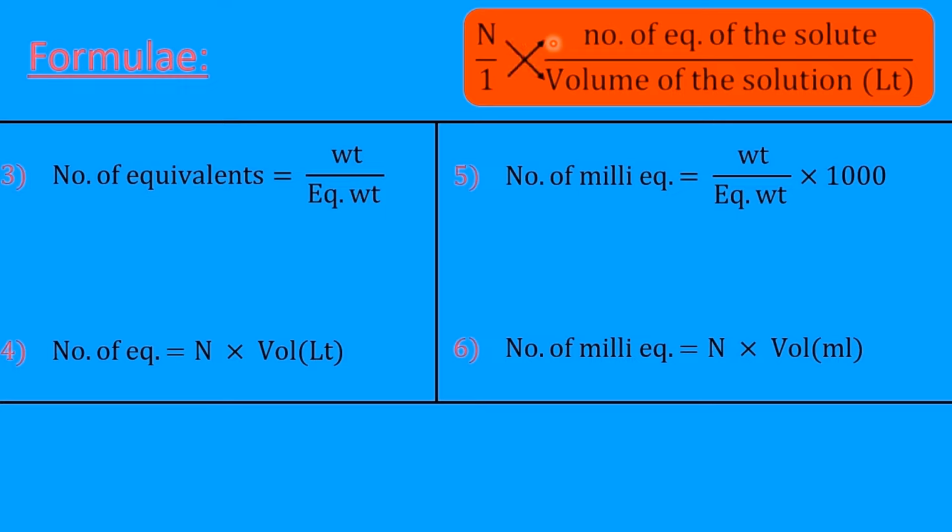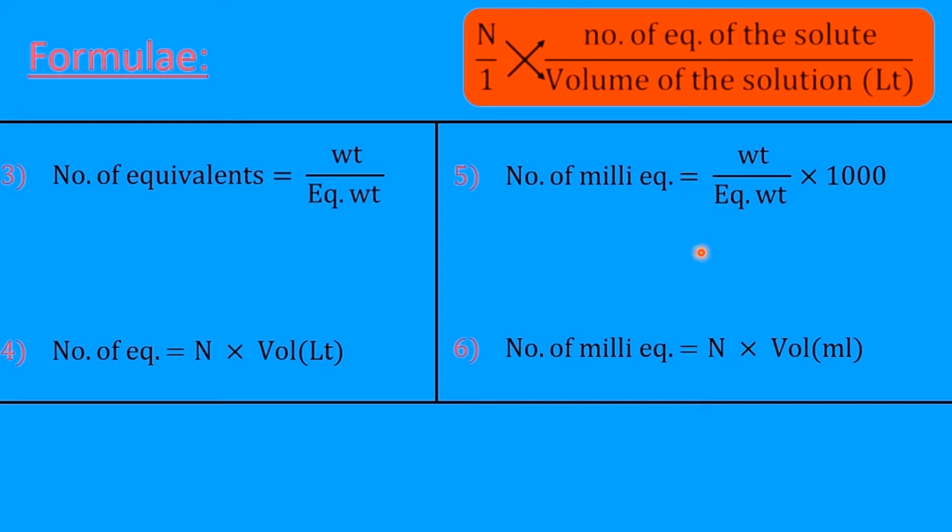See, very easy. How to get the number of equivalents of the solute here? Normality into volume of the solution in liters. From this, you bring it here: number of equivalents is equal to normality into volume in liters. Simple. Now on the left hand side I have given the formula for number of equivalents, and on the right hand side the formula for milliequivalents.